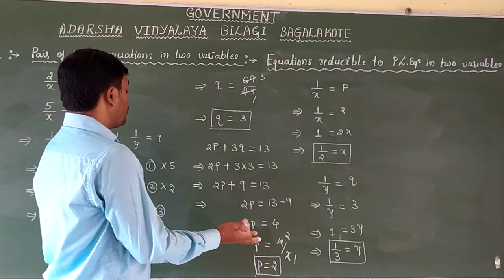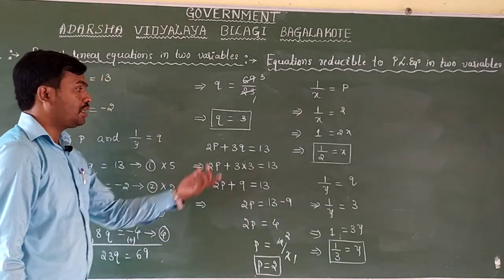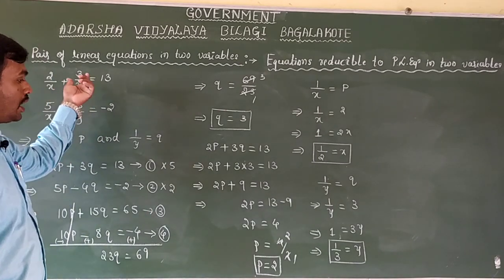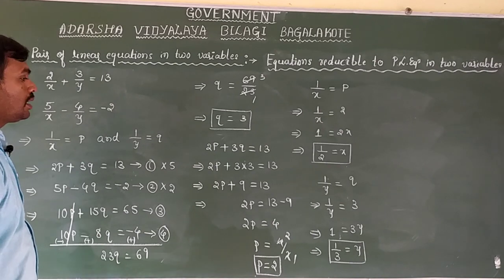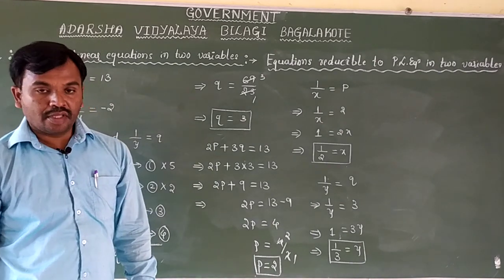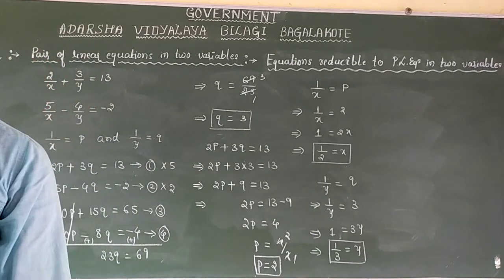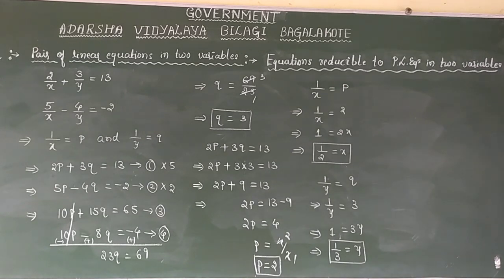You can verify these values by substituting in any one of the equations. So you will get both LHS and RHS always equal, children. This is what equations reducible to a pair of linear equations in two variables.